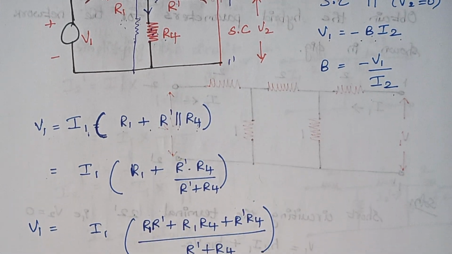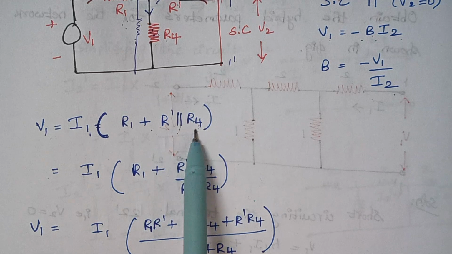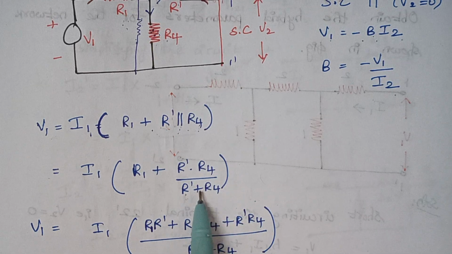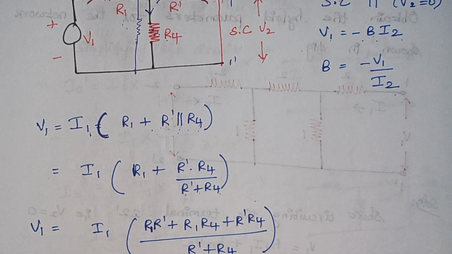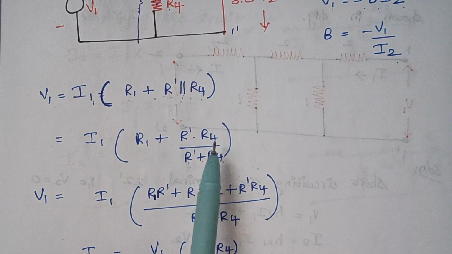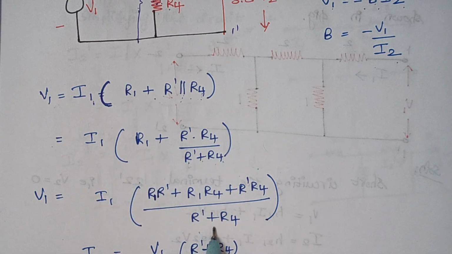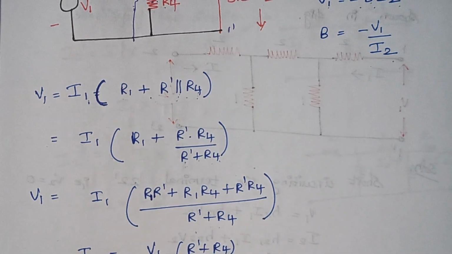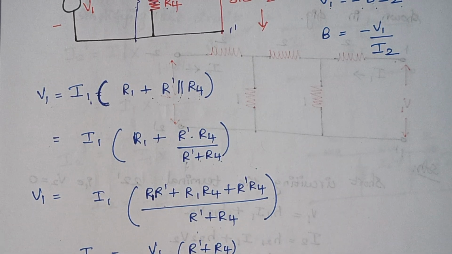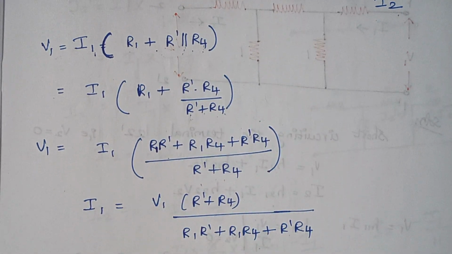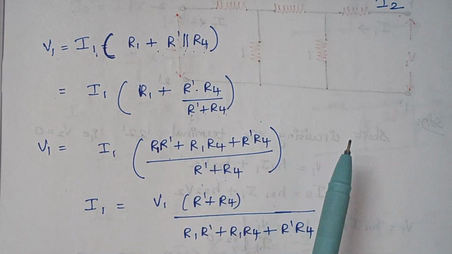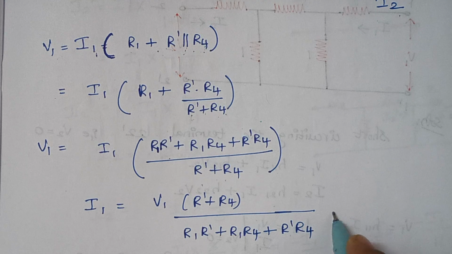So the next step is simplifying. So what is the combination? What is the equivalent value of resistance here? R dash into R4 divided by R dash plus R4. So again when you take LCM, here it becomes R1 R dash plus R1 R4 plus R dash R4 the whole divided by R dash plus R4. So from this equation, again here I am writing it for I1. So I1 is written by just this term moves to this side. So this appears as reciprocal. So this is our expression for I1.